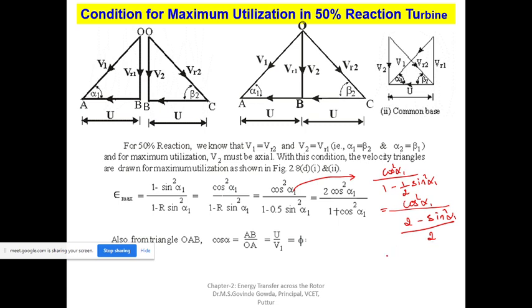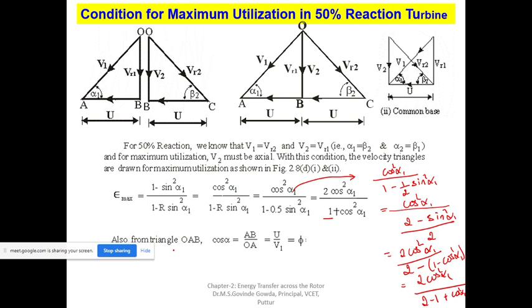So 2 comes about. That becomes 2 cos square alpha 1 by 2 minus, I am writing sin square alpha 1 as 1 minus cos square alpha 1. Can I do that? Correct. So that becomes 2 cos square alpha 1 by 2 minus 1 plus cos square alpha 1. So 2 minus 1 is how much? 1 plus cos square alpha 1. This is how I got 2 cos square alpha 1 by 1 plus cos square alpha 1.